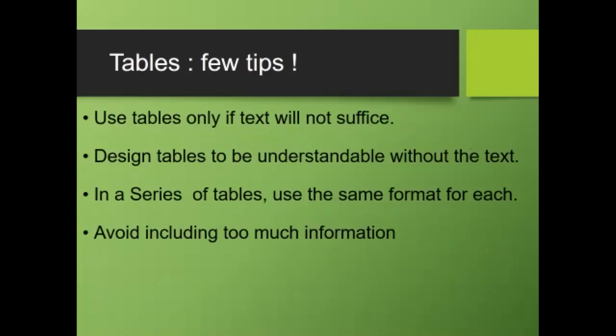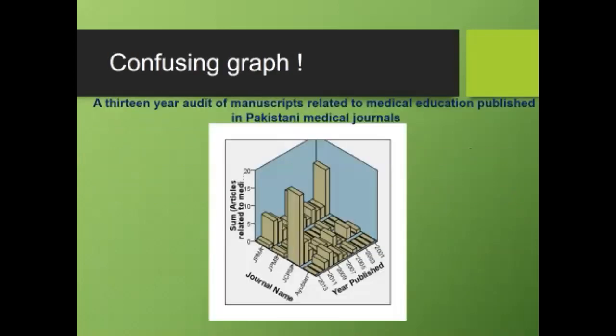And I'll give you one example. Oh, sorry. So again, this is my own research that we published a couple of years back, so I'm totally okay in describing and dissecting this research. So this seems to be a confusing graph. The title is a 13-year audit of manuscripts related to medical education published in Pakistani medical journals. So can somebody explain this to me or explain it to their colleagues?